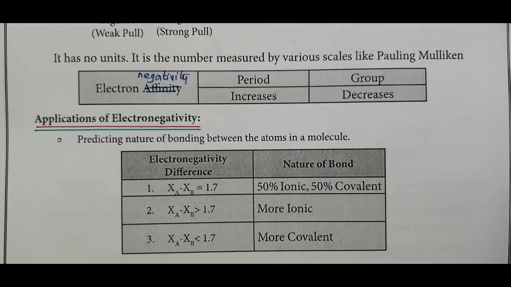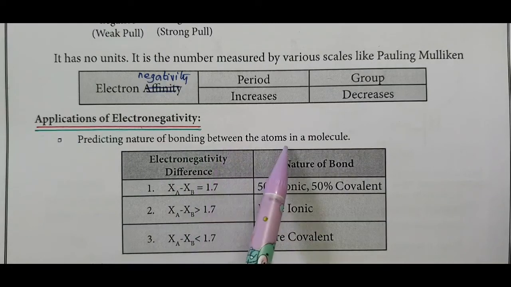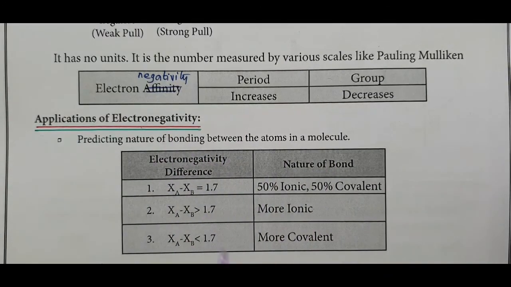Application of electronegativity. To predict the nature of bonding between the atoms in a molecule, electronegativity values are used. If the difference between electronegativity of two atoms is exactly 1.7, the molecule has 50% ionic character and 50% covalent character. If the electronegativity difference between two atoms is greater than 1.7, it is more ionic. If the electronegativity difference between two atoms is less than 1.7, it is more covalent in nature.